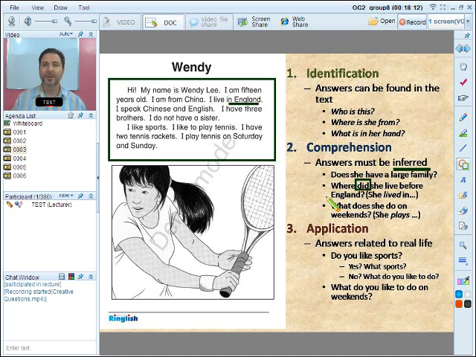But in this case, where did she live before England? Hopefully the student or students could say, she lived in or she is from China. So here you're checking the comprehension. Obviously they can understand. Now you can go a little more.